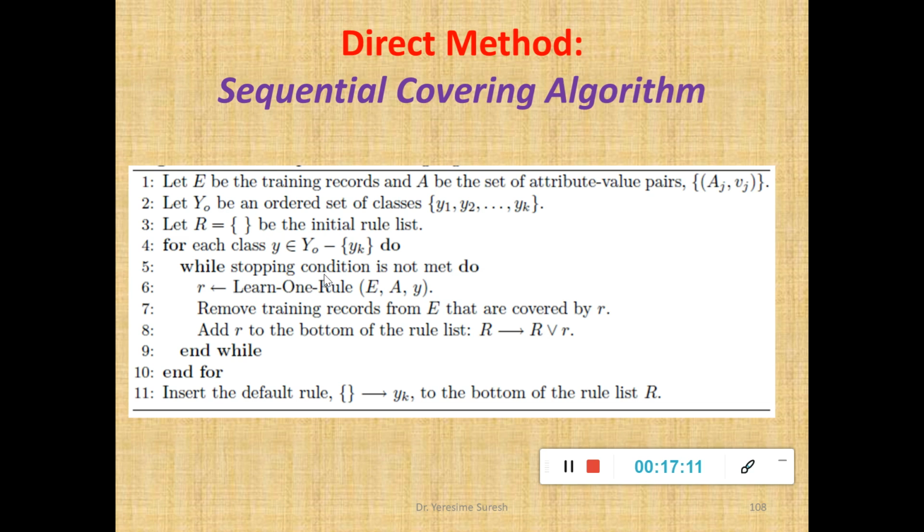Unless and until this stopping condition is met, keep on repeating. So your sequential covering algorithm is very simple. You start with an empty set, then cover more number of positive or negative instances. Any instances covered will become a rule. That rule should be eliminated and added to the bottom of the empty rule set. Then keep on repeating the process. How long? Until there are no more positive or negative instances. Then you stop executing your sequential covering algorithm. This is the direct method for extracting rules from a data set.